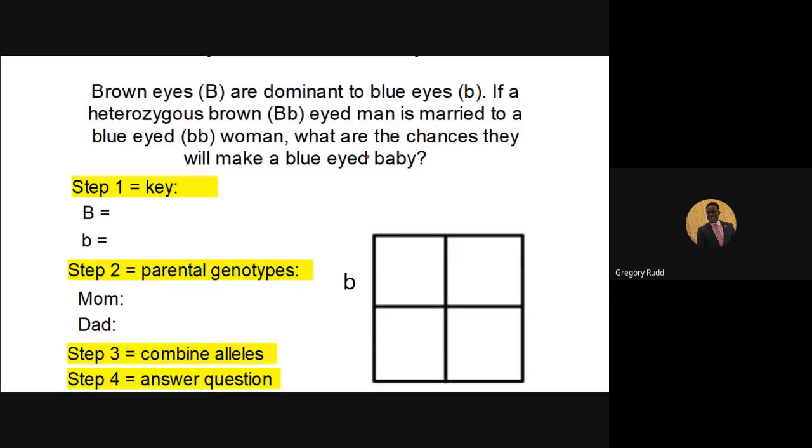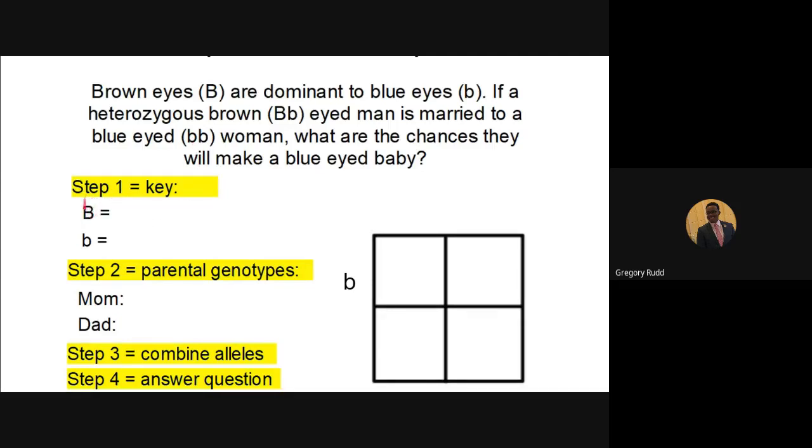So keep in mind that the only way to get a blue-eyed baby is by having a homozygous recessive genotype. That's the only way. Homozygous dominant gives us brown eyes. Heterozygous gives us brown eyes. This is complete inheritance. The only way to get a blue-eyed baby is with a homozygous recessive genotype. So step one, we make our key.